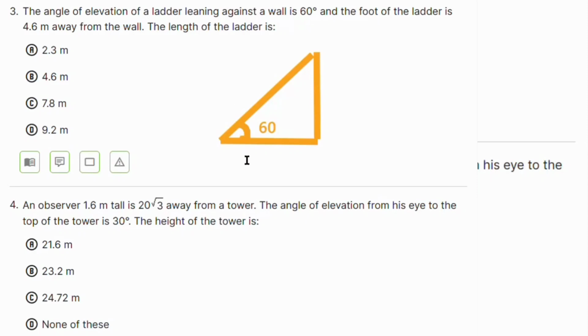The foot of the ladder is 4.6 meters away from the wall. Then we have to find the length of the ladder. We have to find this length of the ladder. So by taking cos theta, we will be able to find the ladder. Okay, so we'll go with the explanation here.